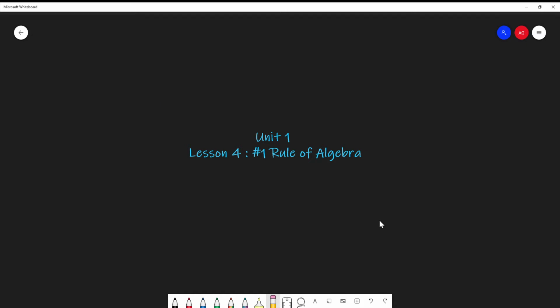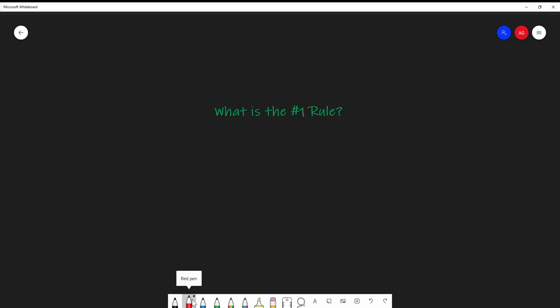Hello everybody and welcome back to our final lesson of Unit 1, and that is the number one most important rule of algebra. So, what is the number one most important rule of algebra? Well, it is that you can never, ever divide by 0. And this is why.